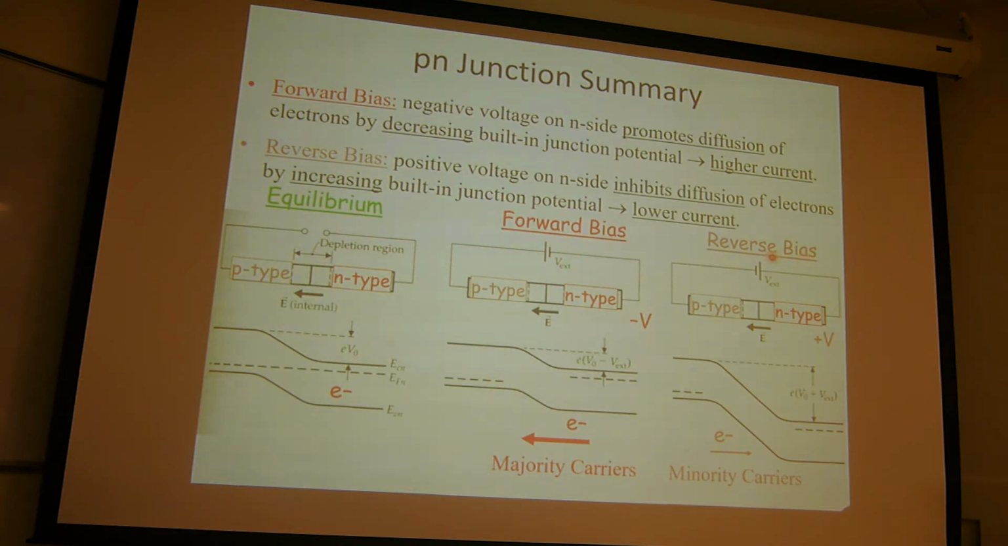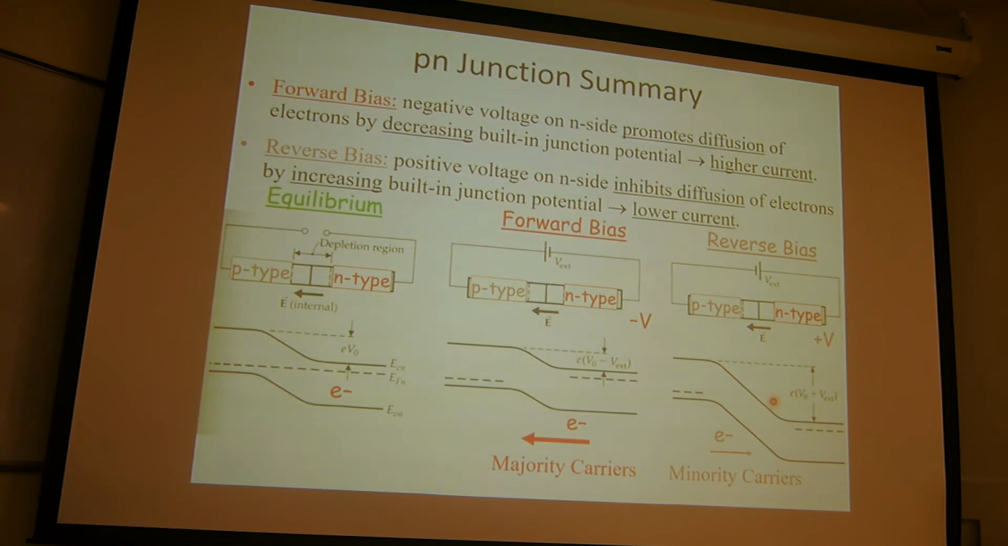For the reverse bias here, you apply negative voltage to the p side. Then you are going to move up the Fermi level for the p-type. Then the barrier height increases. So no more diffusion current, only you have this drift. And drift is due to the minority carrier in the p-type, electrons. So this is a very small current, the saturated current.